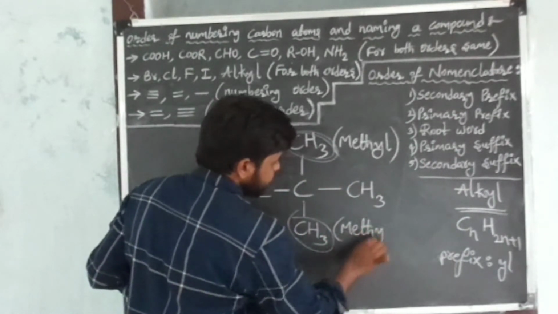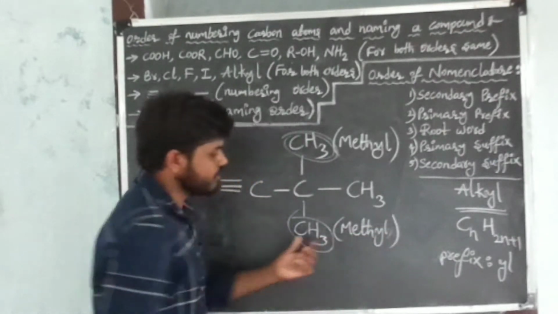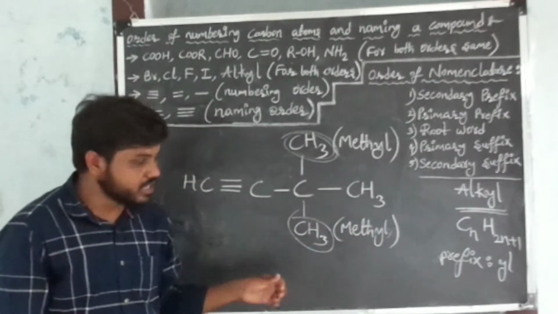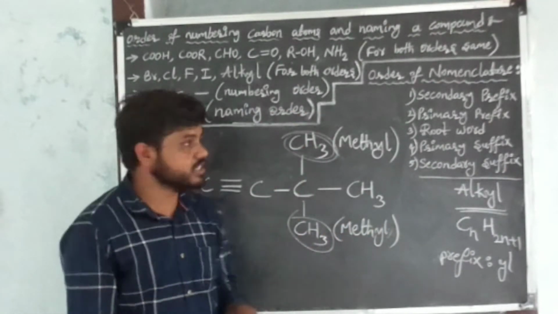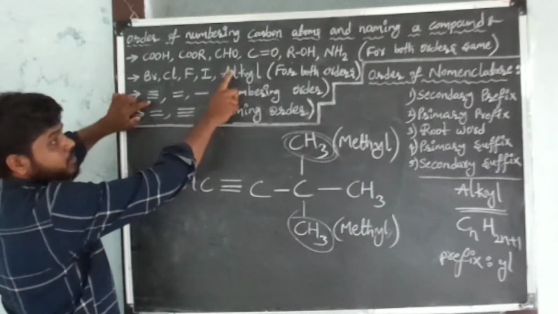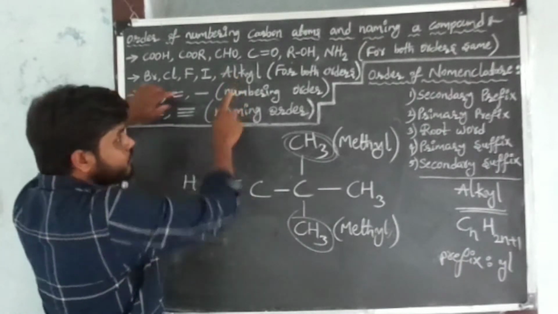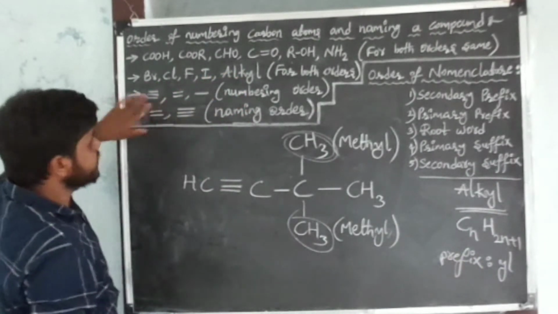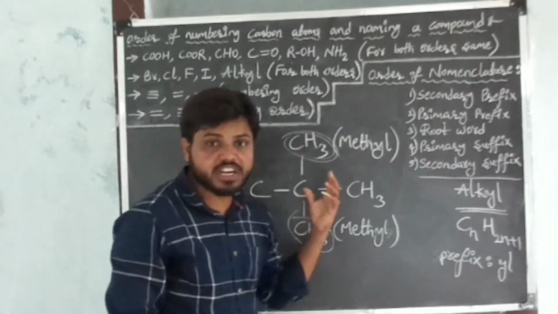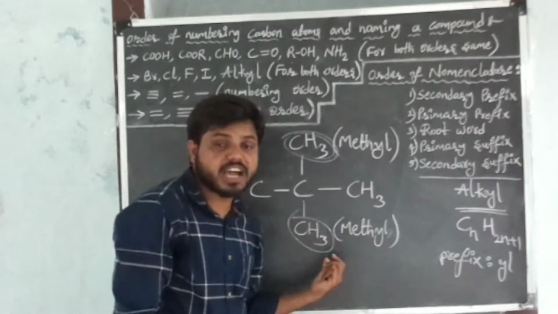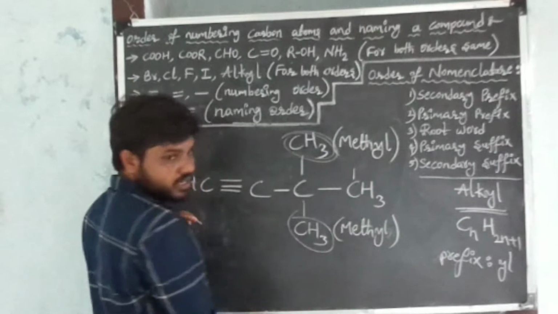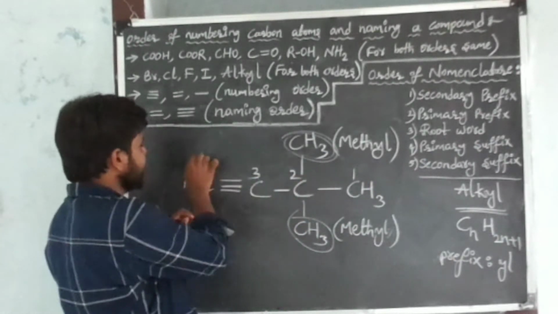After knowing the names, give the numbers to each carbon atom in such a way that the methyl gets the least number. See the numbering order: the alkyl group is there, and a triple bond is also there. First give priority to the alkyl group, then the triple bond. So when you give the numbers to each carbon atom, the alkyl group should get the least number. In that way we should give the numbers: first, second, third, and fourth.